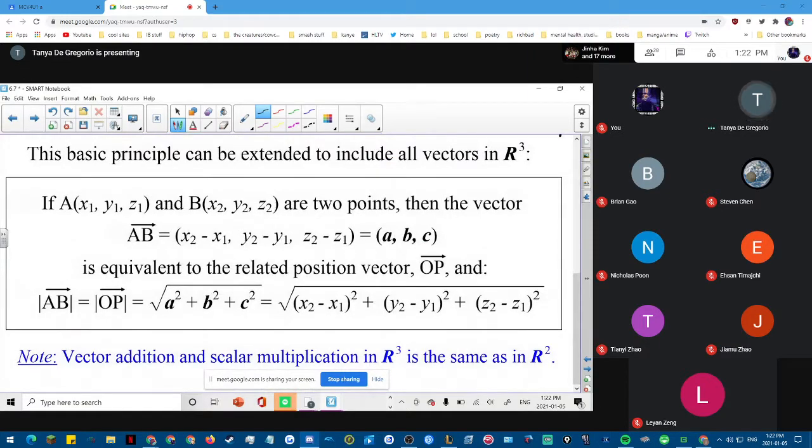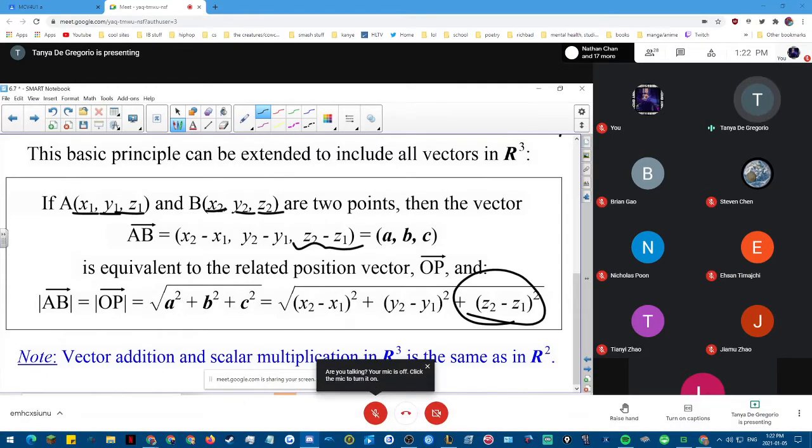So if we have A with components x1, y1, z1, and B with components x2, y2, z2 as 2 points, then the vector AB would be x2 minus x1. We just subtract the x's like we did before, subtract the y's, and then subtract the z's. That's all that's new now, is that we have this 3rd component, but everything is the same. So similarly, now we're looking for the magnitude of vector AB. So the magnitude of vector AB is still the Pythagorean theorem, guys, but now we just add the 3rd component there. So z2 minus z1 all squared.